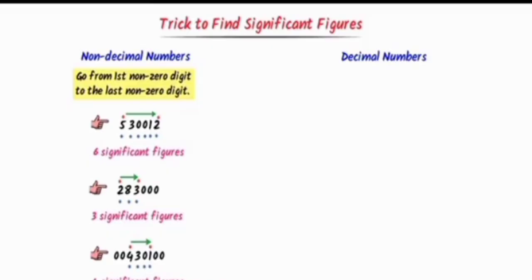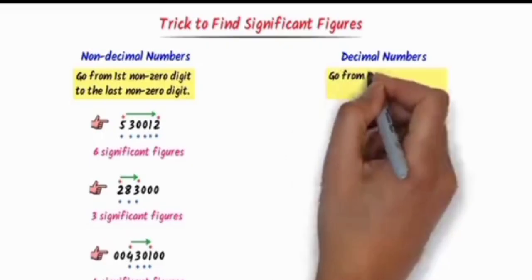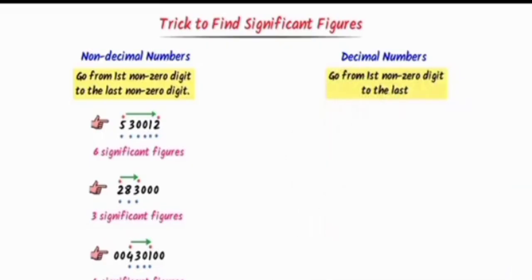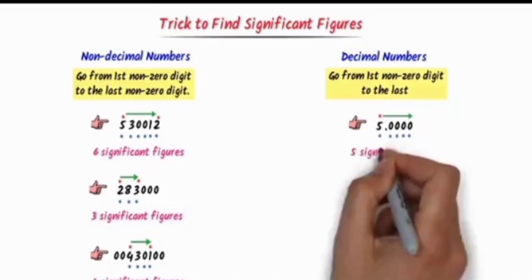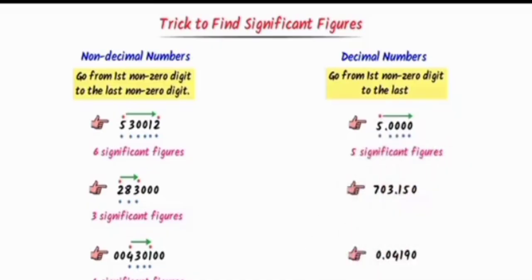While in case of decimal numbers, we say that to find significant figures, go from the first non-zero digit to the last. For example, consider these numbers. In the first number, the first non-zero digit is 5. I go from 5 to the last. 1, 2, 3, 4. Hence, there are 5 significant figures present in this number.